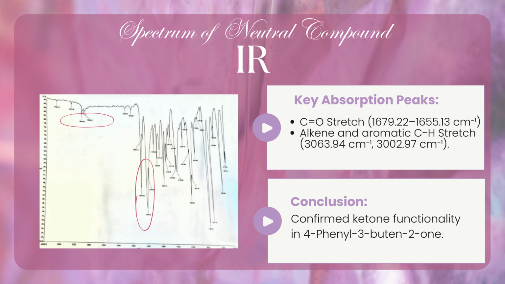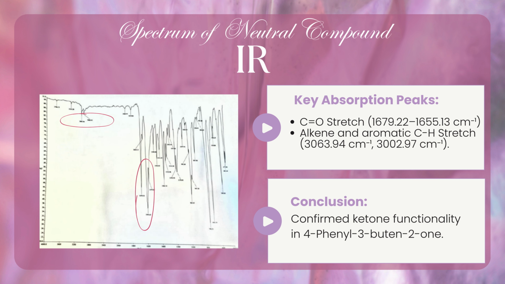Okay, so the IR spectrum for the neutral component shows a strong peak at 1679 cm⁻¹, which corresponded to the C=O stretch of the ketone group, and the aromatic CH stretch appears at 3063 cm⁻¹, while the conjugated C=C stretching appears at 1595 cm⁻¹, confirming the conjugated system. So this IR result matches the expected functional groups for a conjugated ketone.